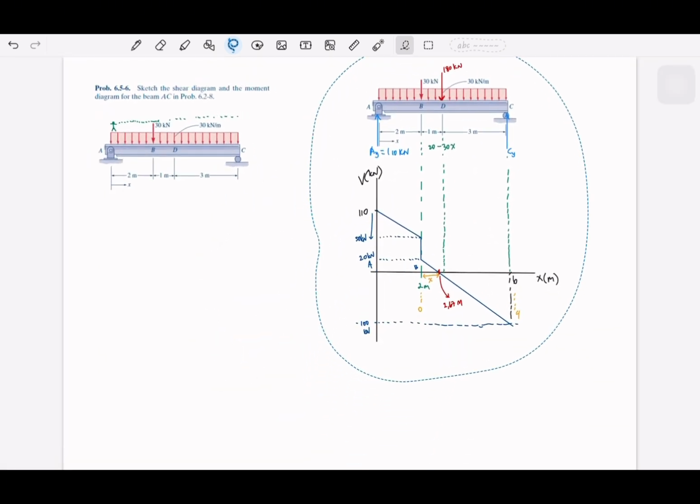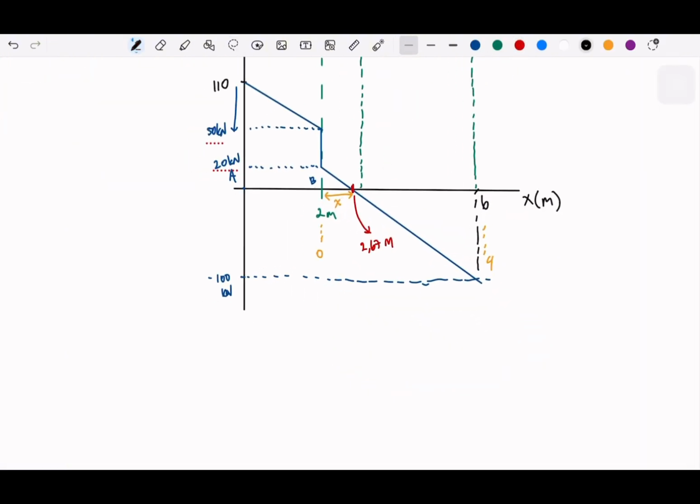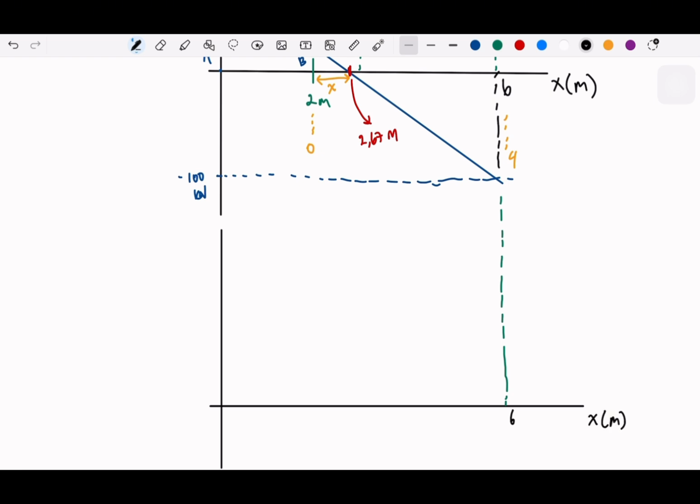I'll put up until here. Okay, I will make another graph, and make it the same scale to help understand what is really happening. So this is x, and now this is the moment. Moment will be in kilonewton meter.